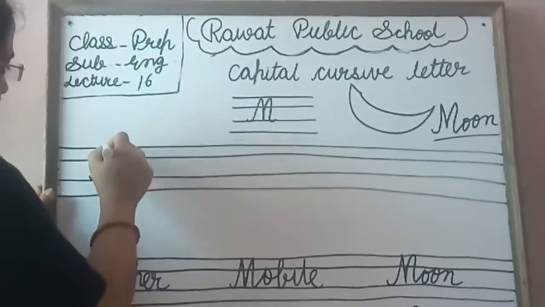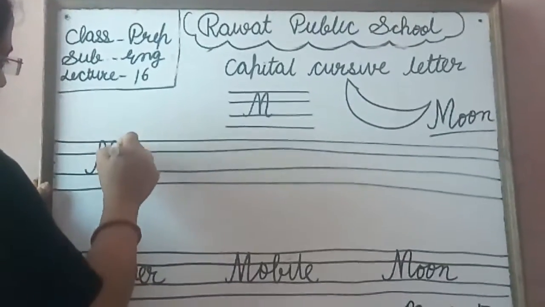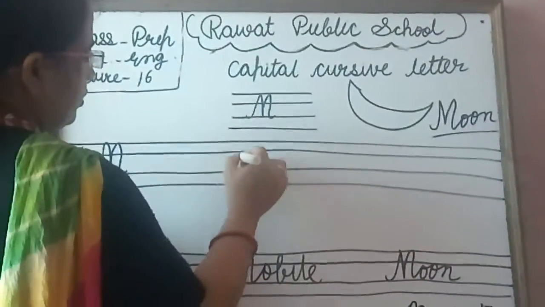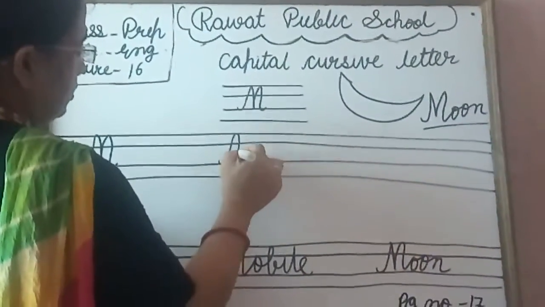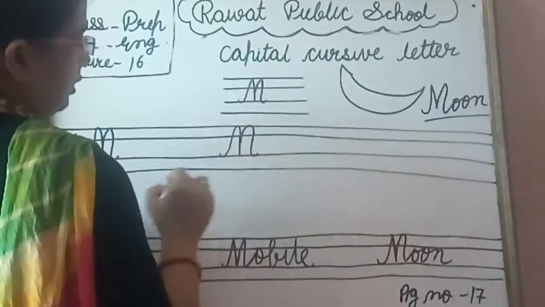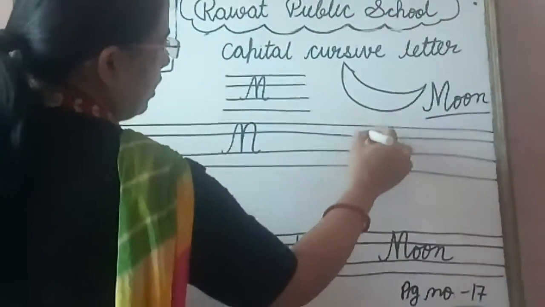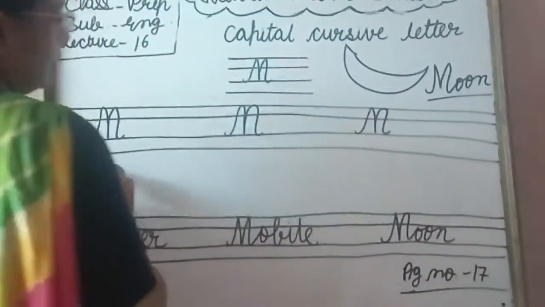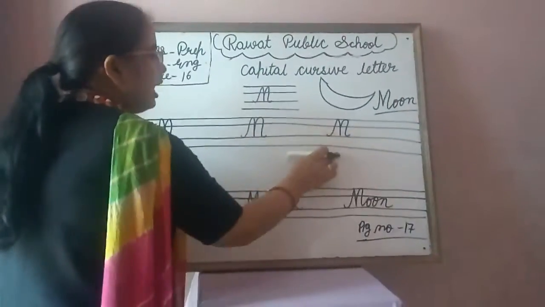Curve, go up, come down, come back and curve. Once again, curve, go up, come down, come back and curve. Once again, go up, come down, come back and curve. This is capital cursive M.